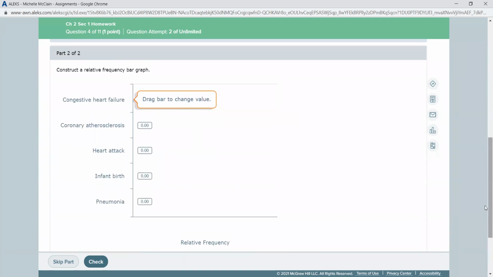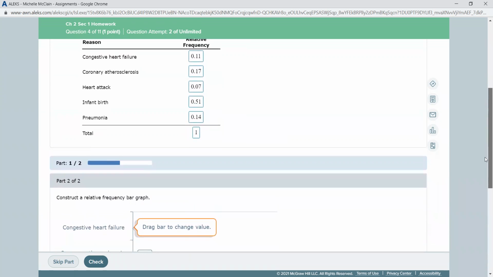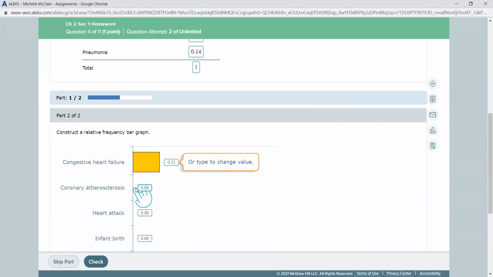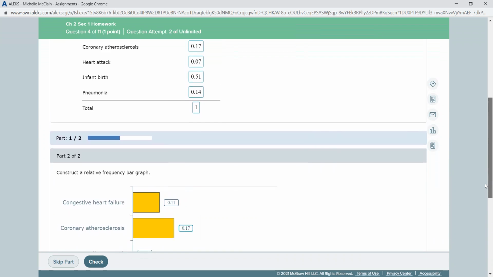So part 2, now we're going to construct our frequency bar graph. So that means we are going to take our frequency and we're going to make the graph match it. Okay, so I'm just clicking and then dragging to where we're matching that frequency. Okay, so our next one, 0.17. Or it looks like you might better type it.